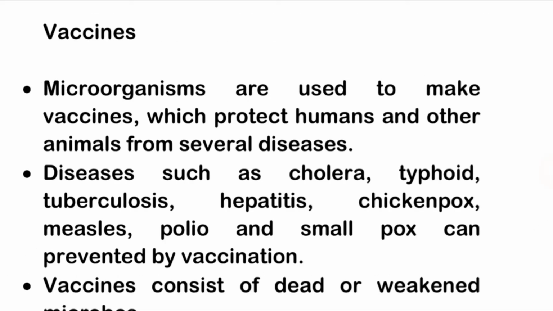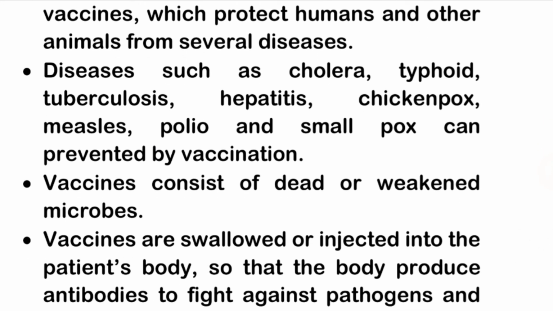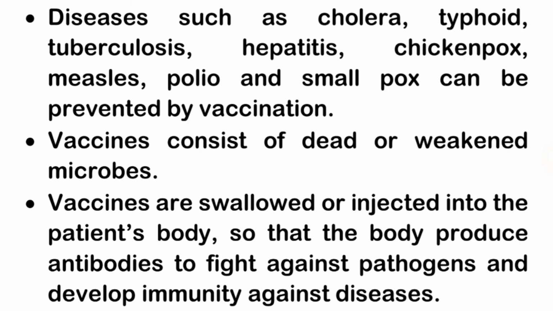Vaccines. Microorganisms are used to make vaccines, which protect humans and other animals from several diseases. Diseases such as cholera, typhoid, tuberculosis, hepatitis, chickenpox, measles, polio, and smallpox can be prevented by vaccination. Vaccines consist of dead or weakened microbes. Vaccines are swallowed or injected into the patient's body so that the body produces antibodies to fight against pathogens and develop immunity against diseases.